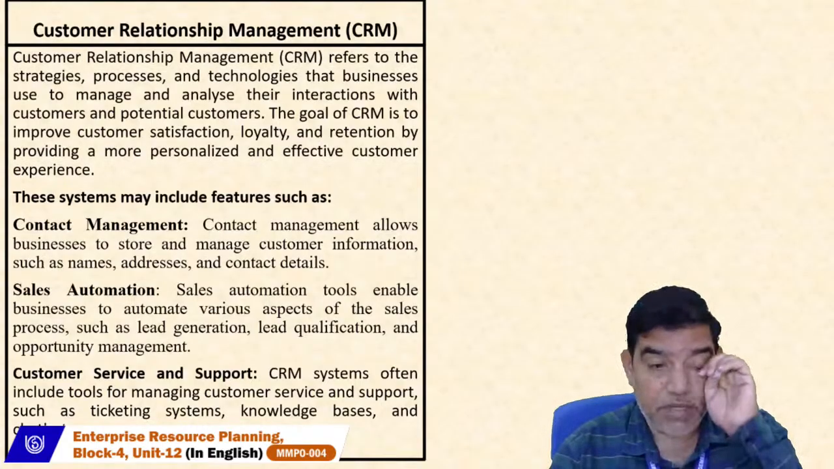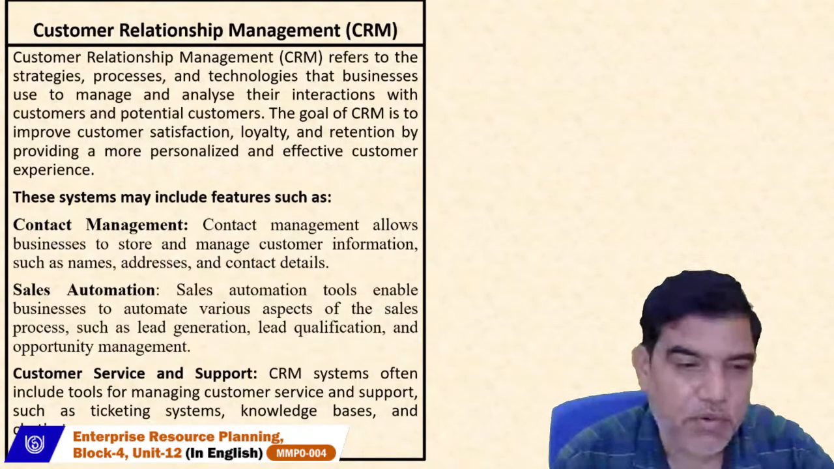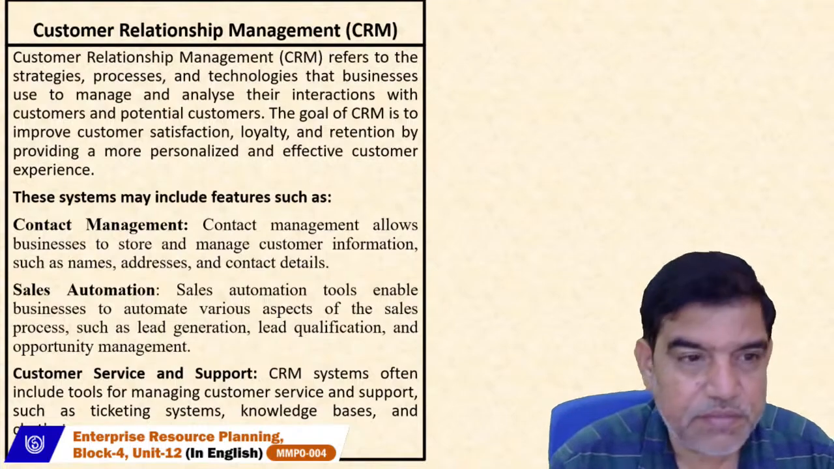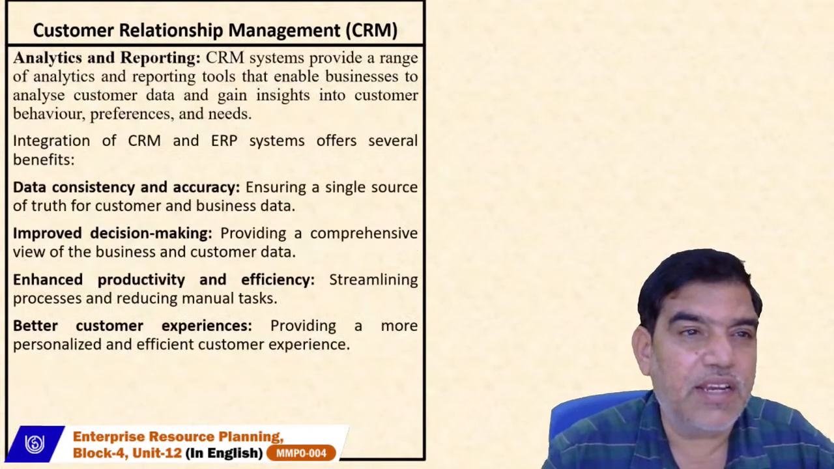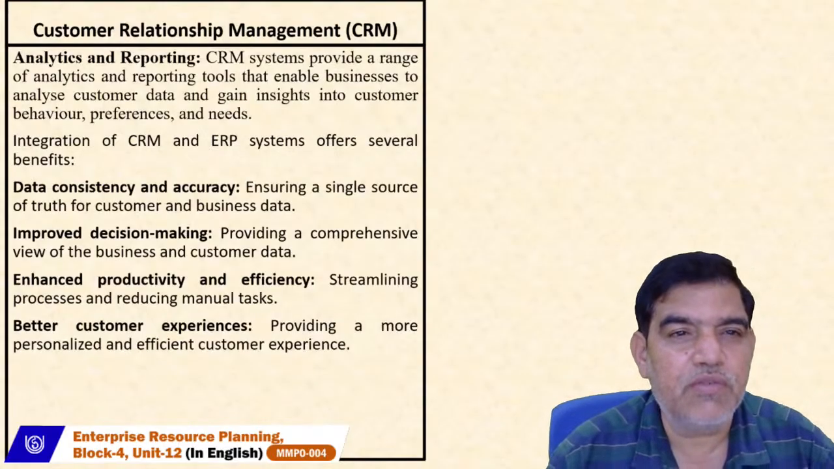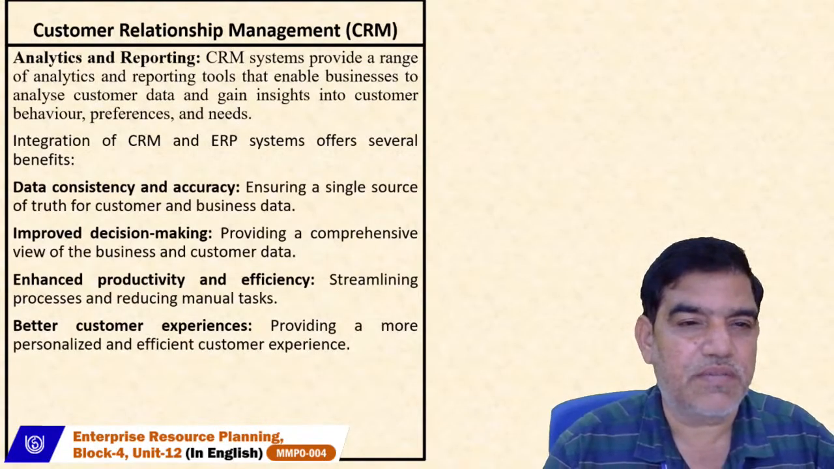Then customer service and support. CRM systems often include tools for managing customer service and support, such as ticketing systems, knowledge-based systems, and chatbots, and analytics and reporting. CRM systems provide a range of analytics and reporting tools that enable businesses to analyze customer data and gain insights into customer behavior, preferences, and needs.